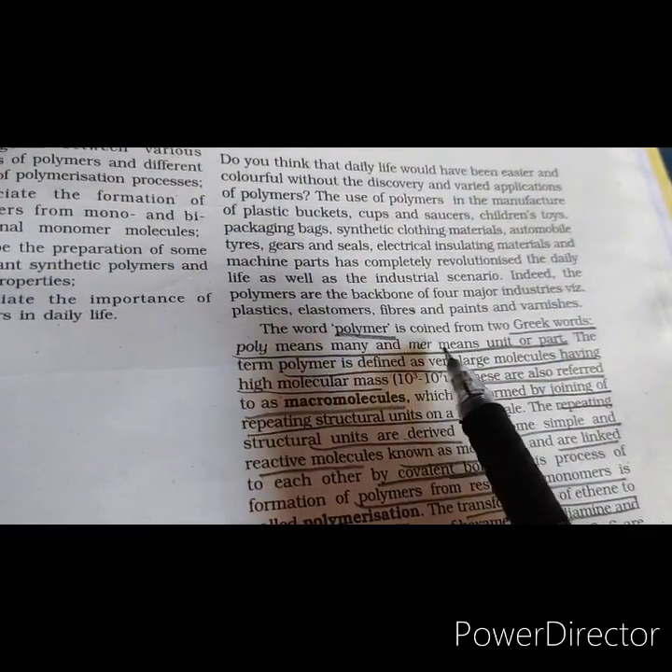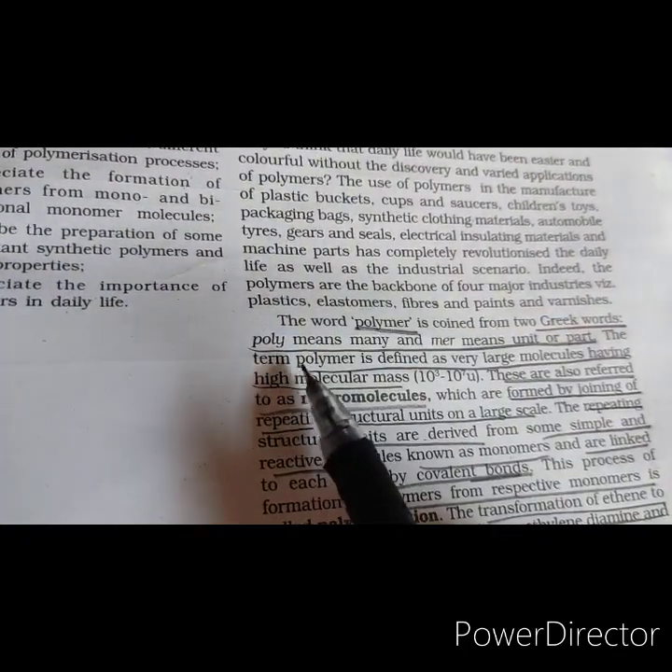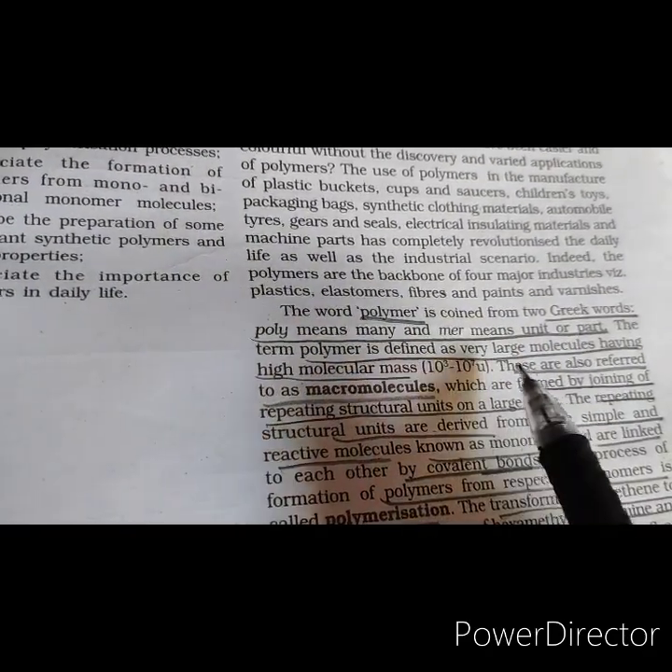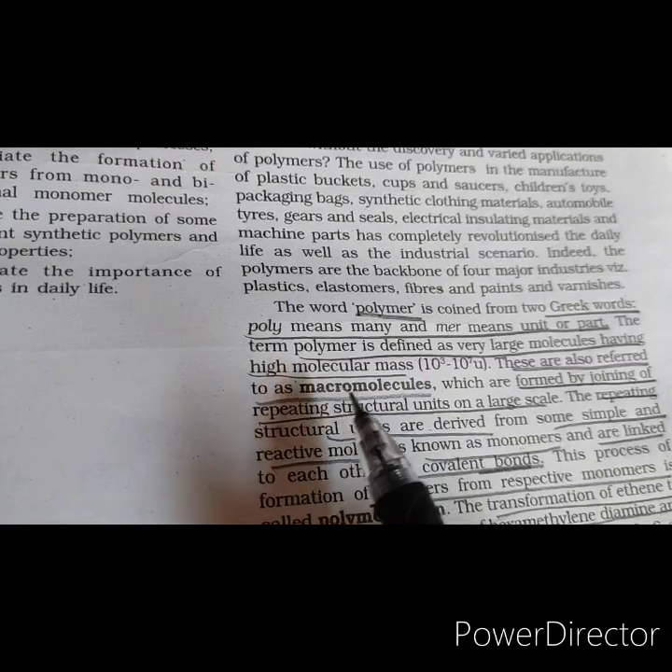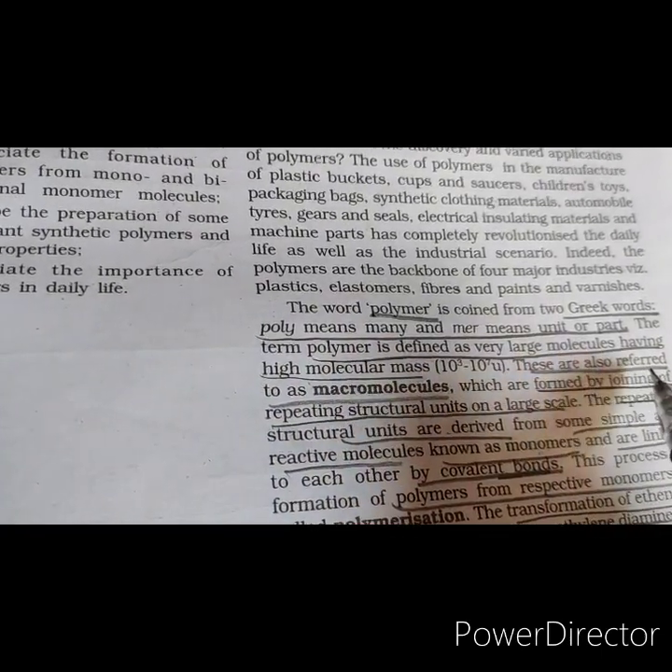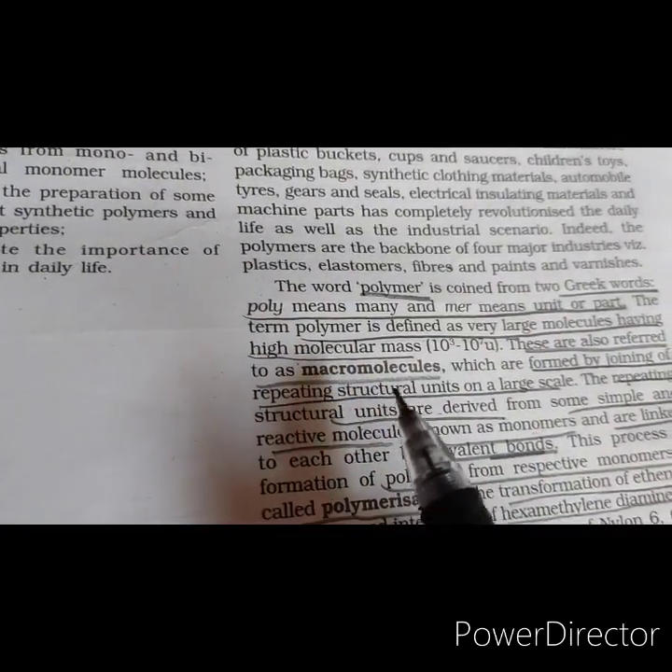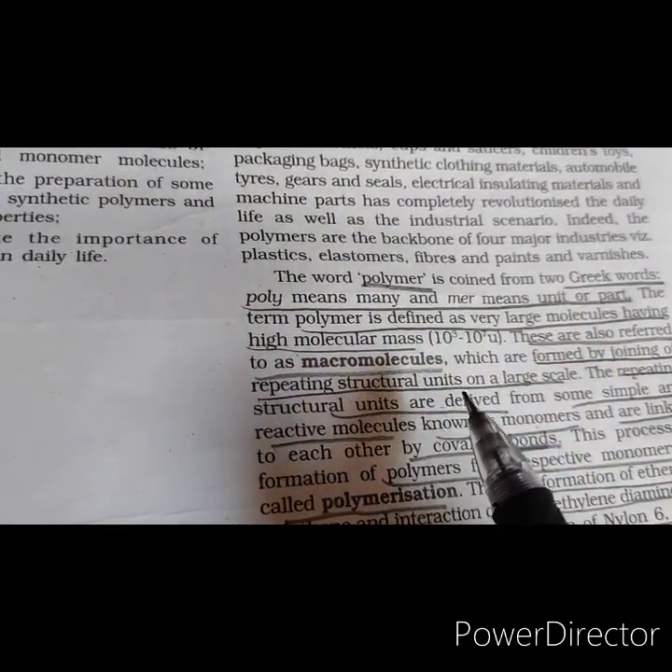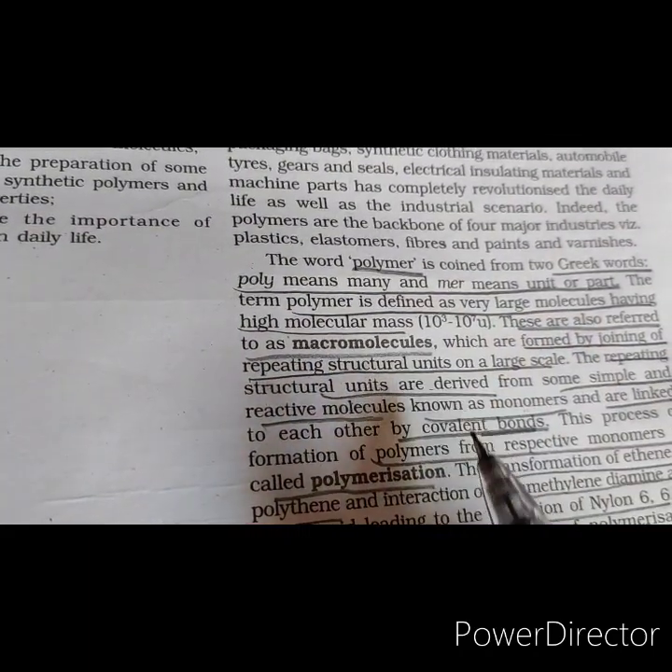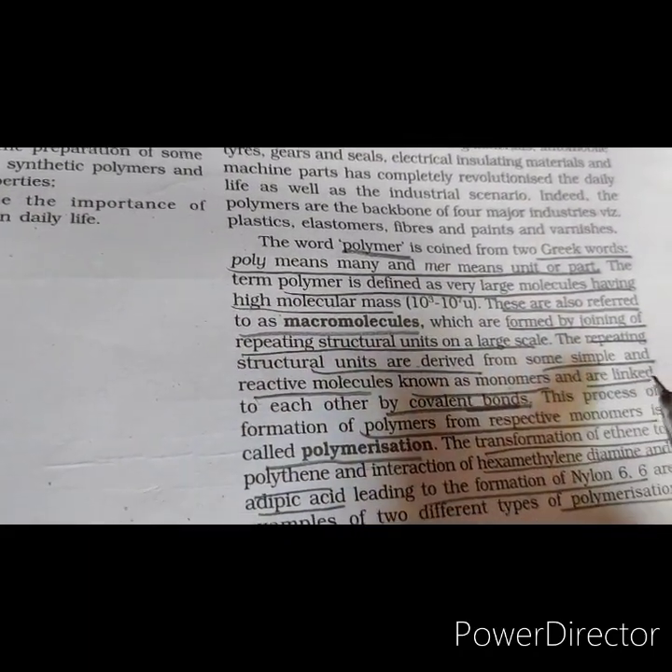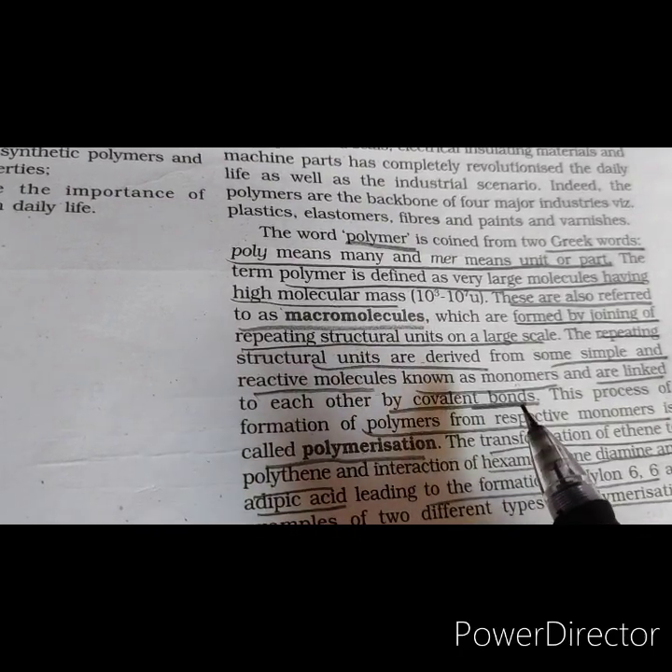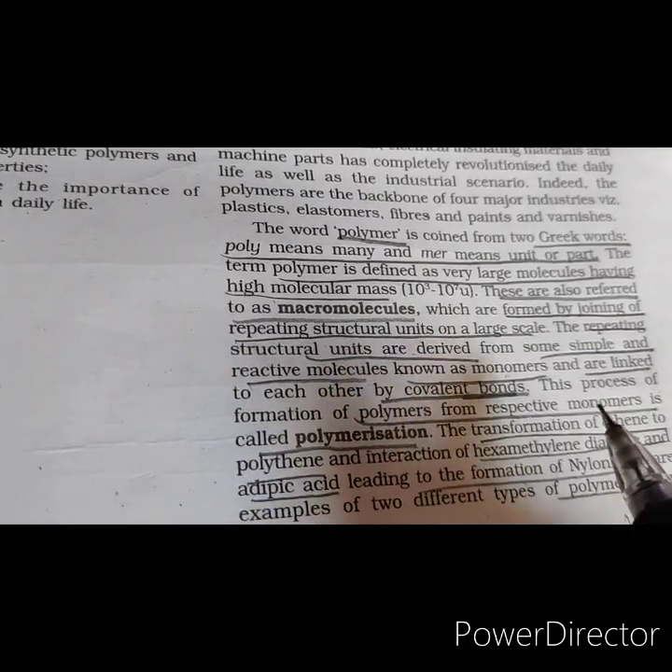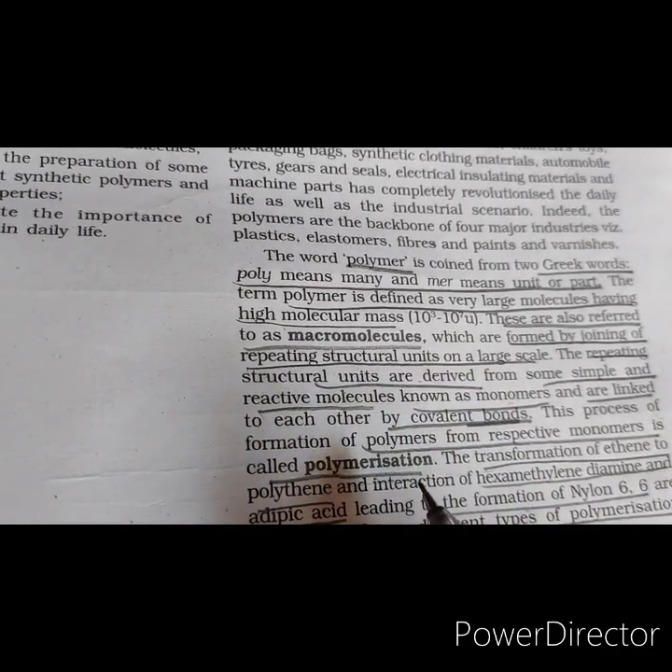The word polymer is coined from two Greek words. Poly means many and mer means part. So, polymer is a large molecule having high molecular mass, and it is also referred to as a macromolecule. But this macromolecule is formed by joining of repeating structural units. Such repeat structural units are known as monomers, and they are linked together by covalent bond. And the process of formation of polymers from monomers is called polymerization.